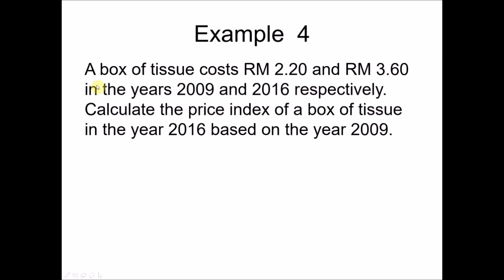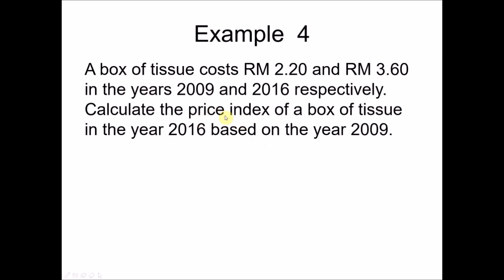and 3 ringgit 60 cents in the year 2009 and 2016 respectively. So it means in the year 2009 it costs 2.20. In the year 2016 it costs 3.60. Calculate the price index of a box of tissue in the year 2016 based on the year 2009. Okay, so the 2009 is the base year.